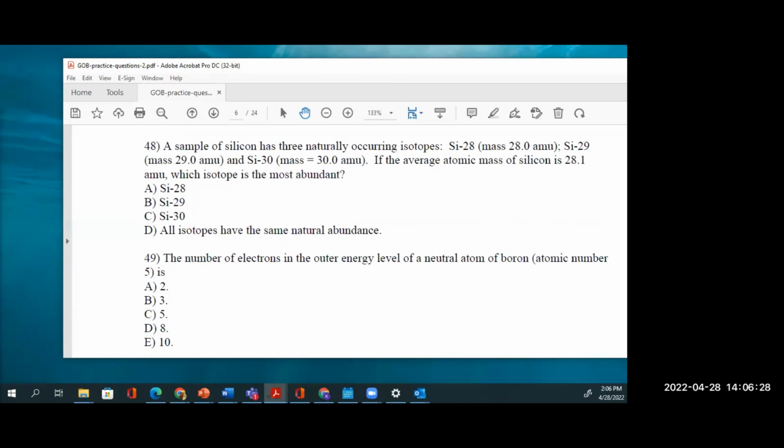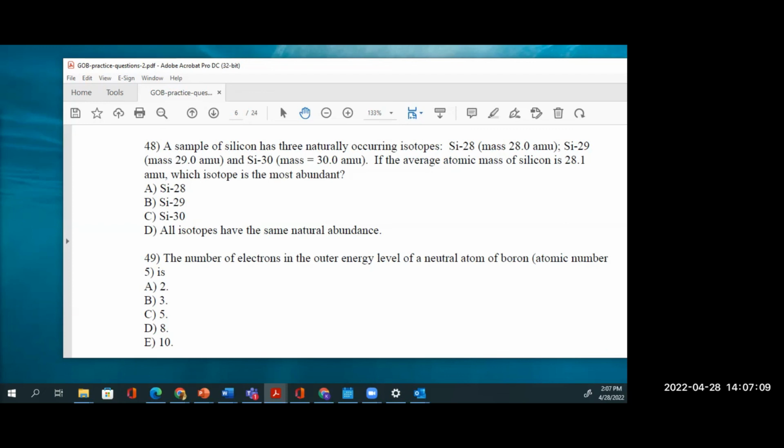Okay, a sample of silicon has three naturally occurring isotopes. Si-28, mass equals 28.0 AMU. Si-29, mass equals 29.0 AMU. And Si-30, mass equals 30 AMU. So if the average atomic mass of silicon is 28.1, which isotope is the most abundant? I like this question. You don't even have to do the calculations. You can kind of look at it.